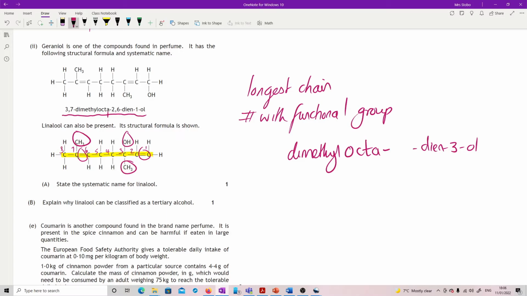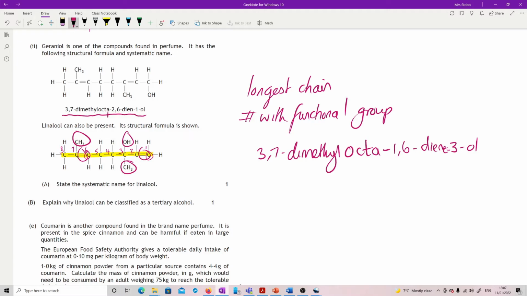Our diene is, oh, I just realised I didn't put the E in there. Diene, there we go. Our diene is on carbon 1 and carbon 6. So 1, 6. And our methyl groups are on 3 and 7. So 3, 7 dash. Okay, and that's it. Explain why I can't say it, so we're just going to leave it.